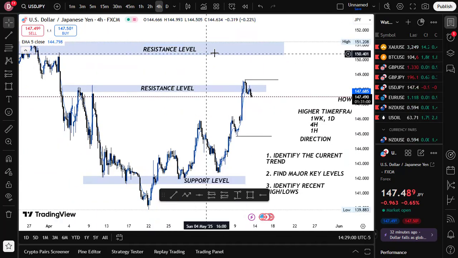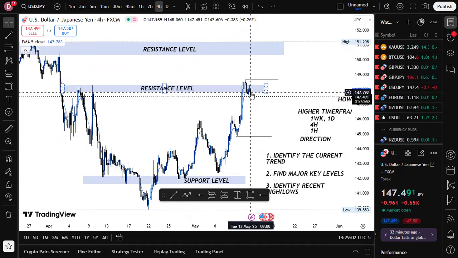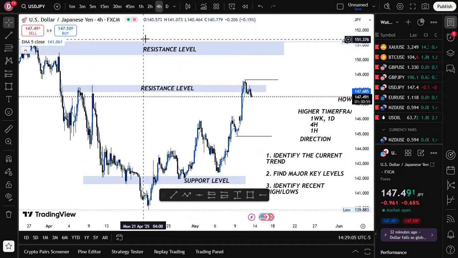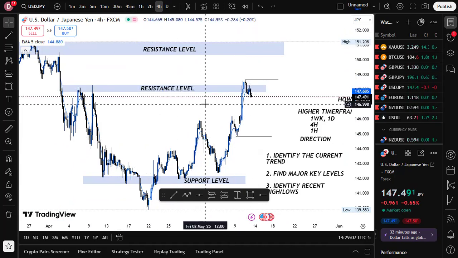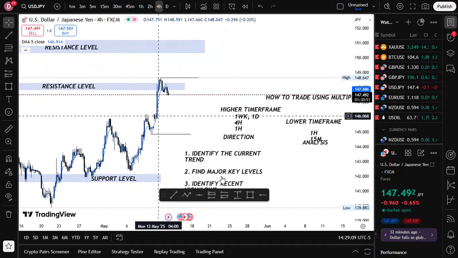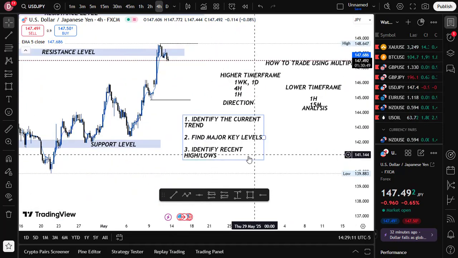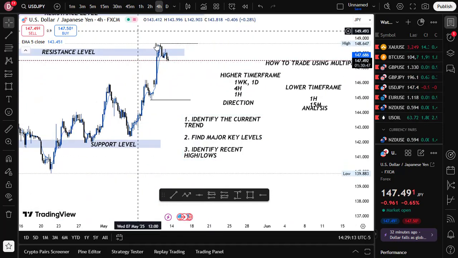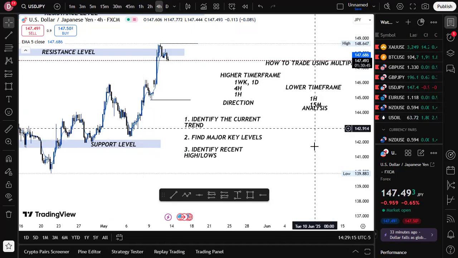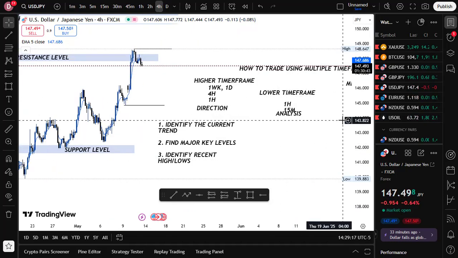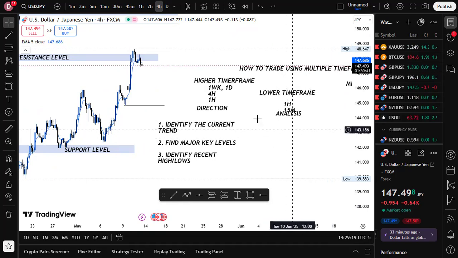The reason why I plotted this key level is because price is around that side, right? If price was here, I would not come and plot it as my key level. I'll just look for the recent key levels and plot them in the market. The third one is to identify your recent high and recent low. So this is my recent high, this is my recent low. Now we'll move to the next one, which is where we do our analysis.